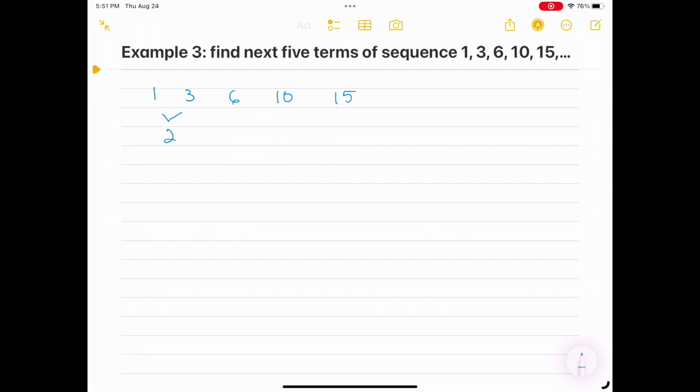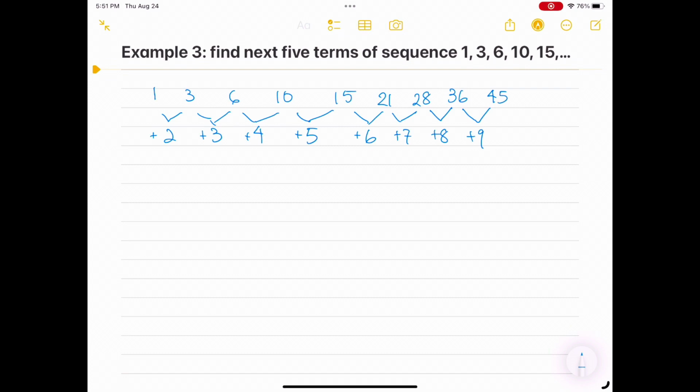Find the next 5 terms of sequence 1, 3, 6, 10, 15, etc. The differences are not constant. The next 5 terms are continued by adding 6, 7, 8, 9, and 10. So the next 5 terms are 21, 28, 36, 45, and 55. And we write out the solution clearly.